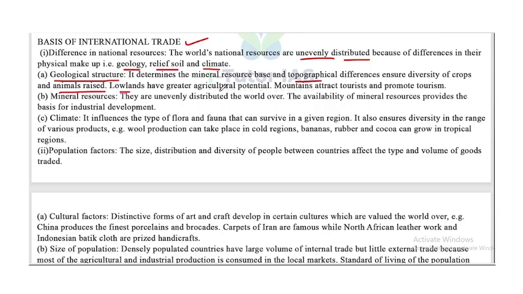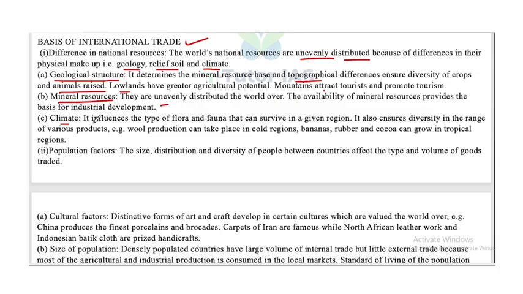Lowlands have greater agriculture potential. Mountains attract tourists and promote tourism. So that is the geological structure. Now, mineral resources. They are unevenly distributed the world over. The availability of mineral resources provides the basis of industrial development.